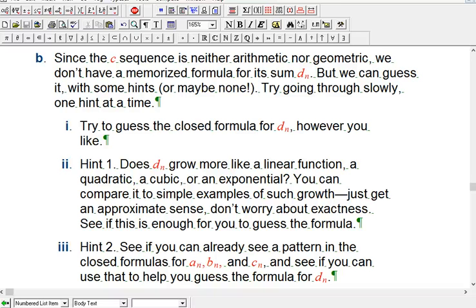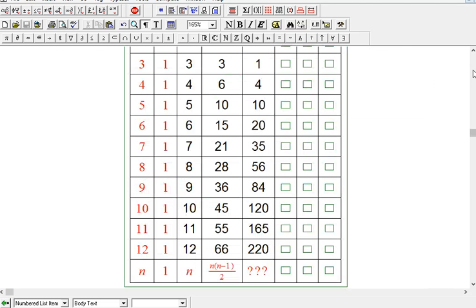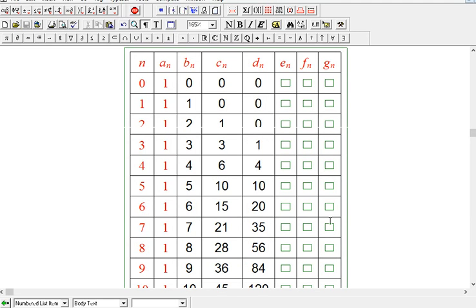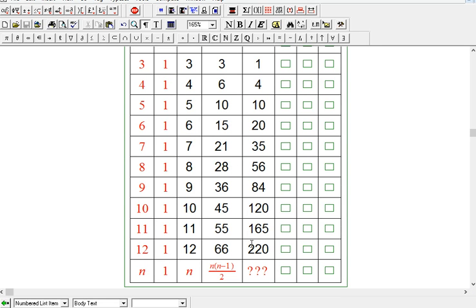So now we're at one of the most interesting parts of this process. We want to try to figure out a closed formula for d sub n. That's the sum of the c sub n sequence. I went ahead and put in a few more entries in the table because I think that's going to make it easier to guess or to answer a couple of the first questions, to kind of address some of the first few hints. So I took it down to n equals 12.